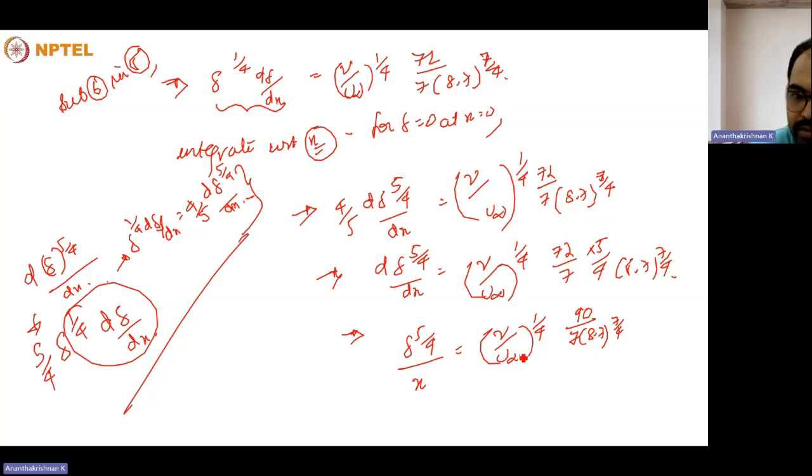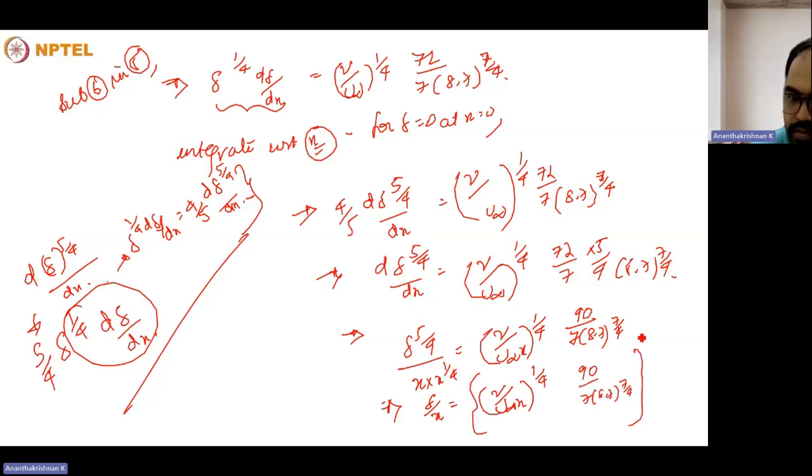And we can actually do some kind of manipulation. So we multiply both the sides by 1 by 4. It will be x raised to 1 by 4, and then this x goes inside. So it will be delta by x raised to 5 by 4. So we can denote it as delta by x is equal to nu by u infinity x raised to 1 by 4, 90 by 7, 8.7, the whole power 7 by 4, the whole raised to 4 by 5.